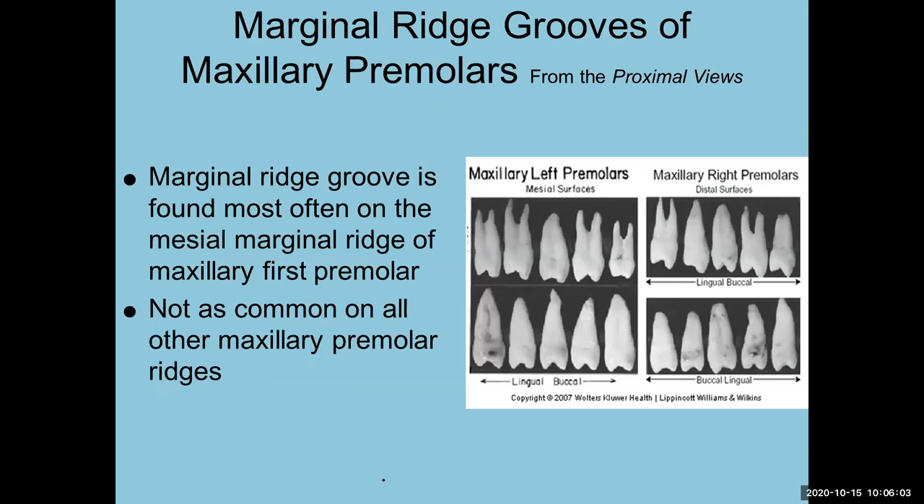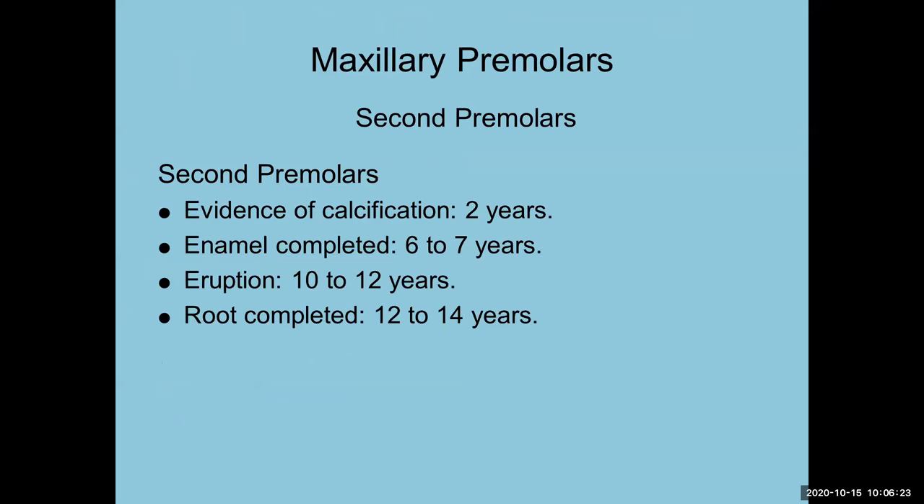Mesial marginal groove is found most often on the mesial marginal ridge of the maxillary first premolar. It's not as common on the other maxillary premolar ridges. So for the second premolars, evidence of calcification is 2 years. Enamel completed, 6 to 7 years. Eruption, 10 to 12. Root completion is 2 years beyond that, 12 to 14.